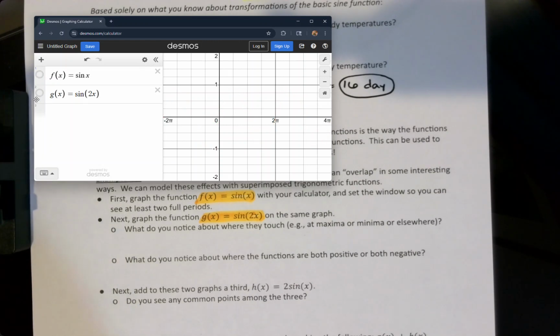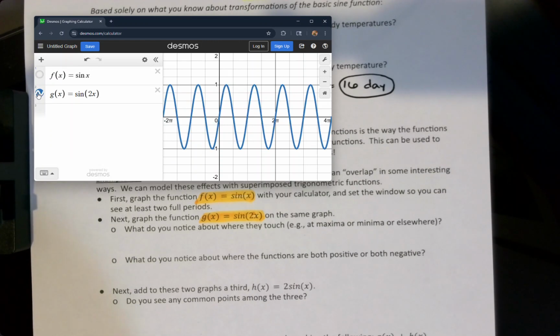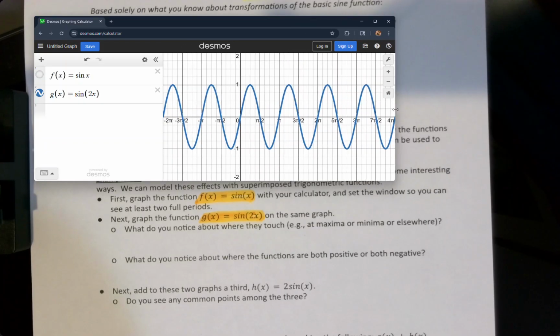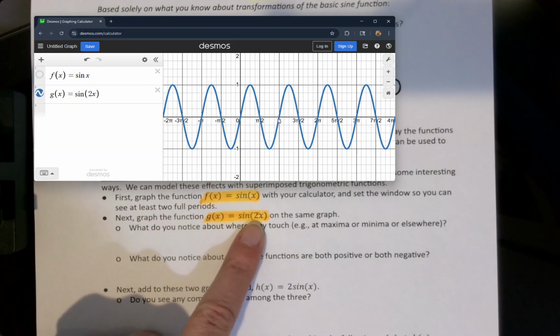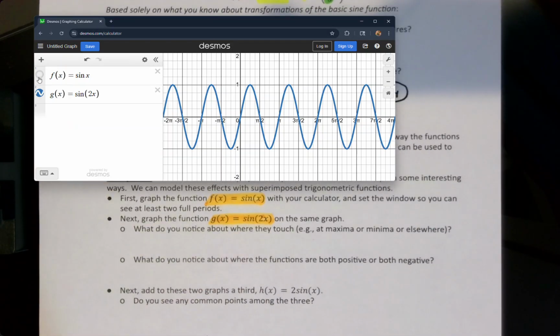And the sine of 2x, that one has been shrunk down. Let me make that bigger. It's been shrunk down with a horizontal shrink, meaning that its period is 1 pi. So I can see 1 pi period, I can see 2 periods, I can see 3 periods, and I can see 4 periods. All right, so we've graphed them on the same graph.